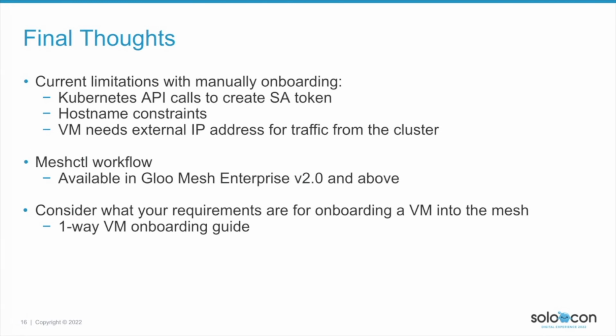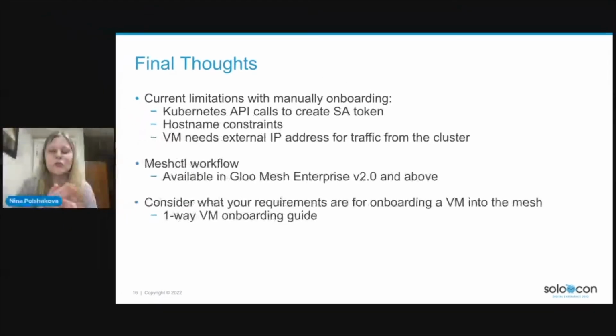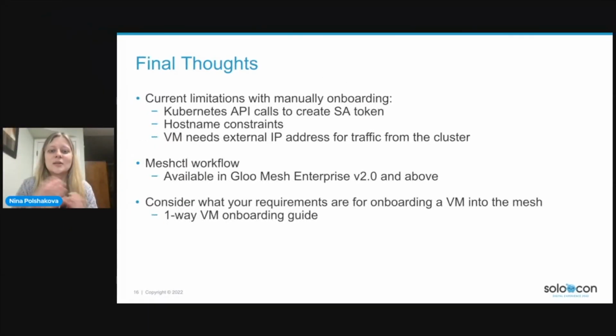There are also some hostname constraints. The version we have here is using Istio 1.3, so hostnames are supported when you're exposing Istiod and services through the gateway, but in earlier versions, there are some limitations on that. We've also introduced the meshctl workflow here, which simplifies and adds safeguards to a lot of the manual onboarding steps that have to happen. This will be available in Gloo Mesh Enterprise v2 and above, so I encourage you to check it out.